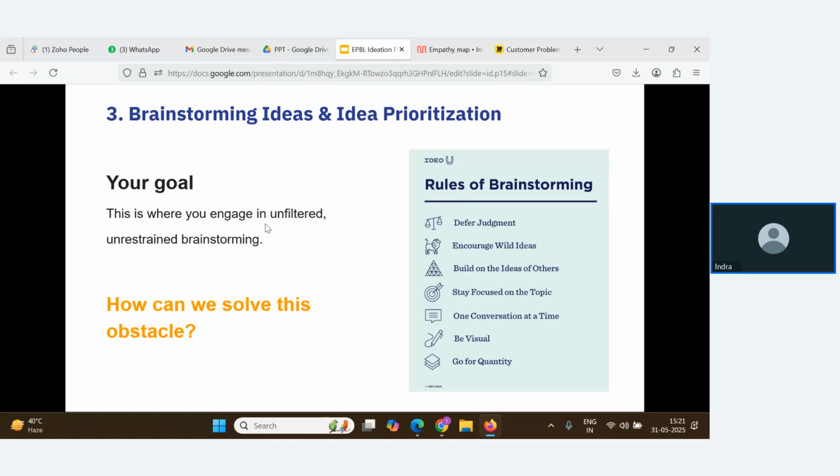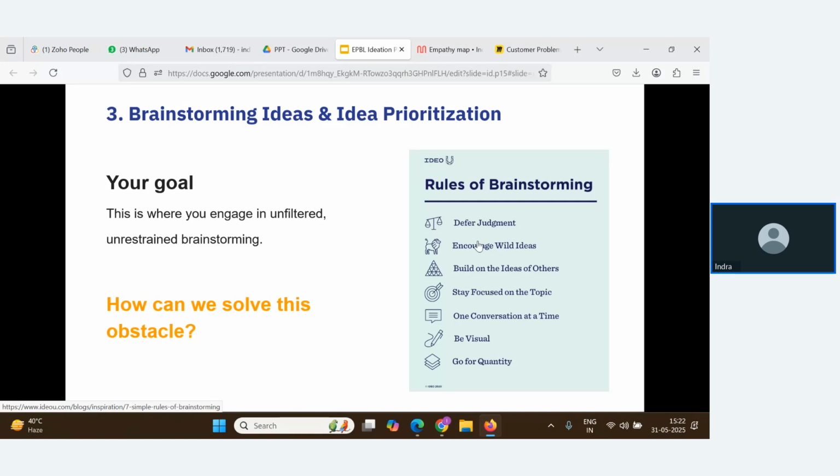The main goal of this step is to come up with as many ideas as possible to solve the problem. Basically, we do not judge the ideas or filter them; we just choose the best one out of them later. There are certain rules of brainstorming. First is defer judgment. It means we will not criticize any idea. Let's say we are four people working in a team. All four will give some ideas. Initially in brainstorming, we will not criticize any idea. We will let all the ideas come out first.